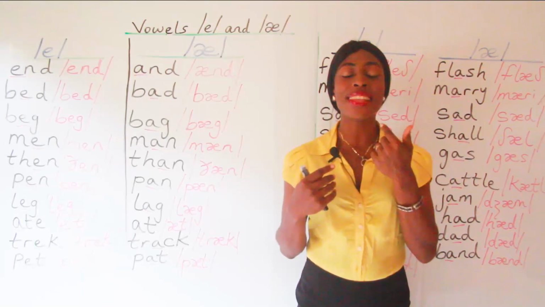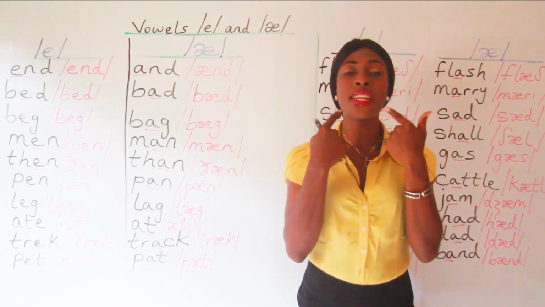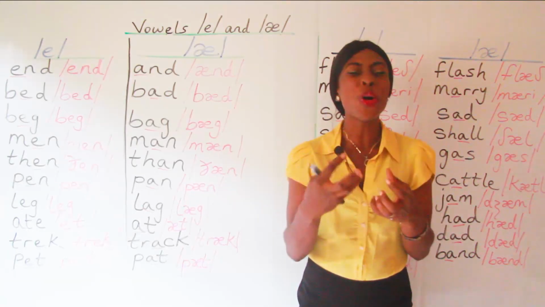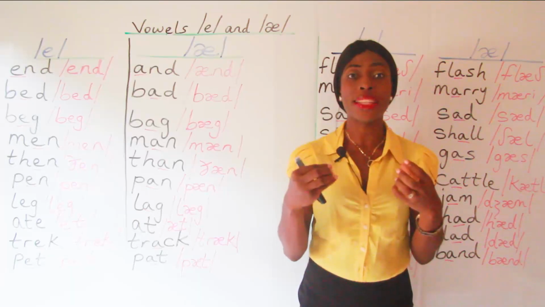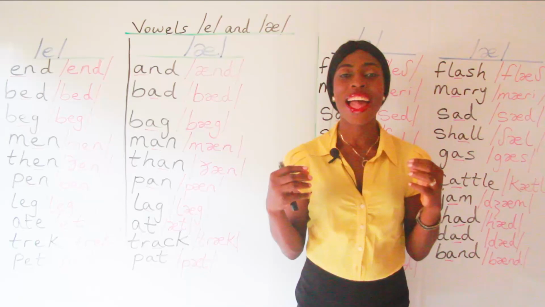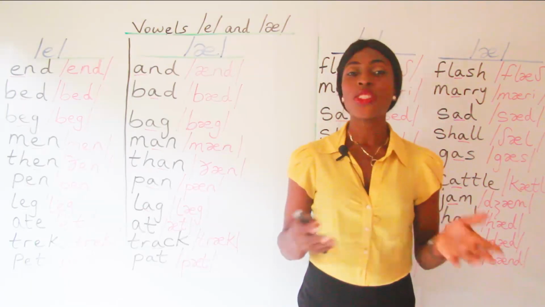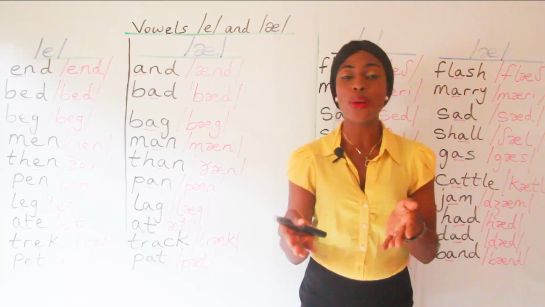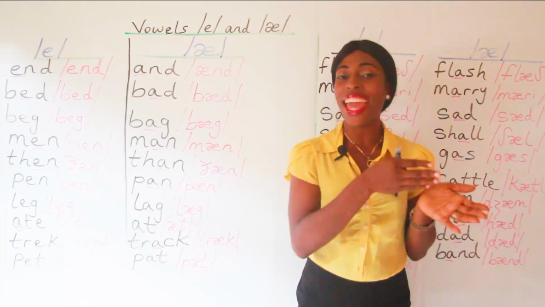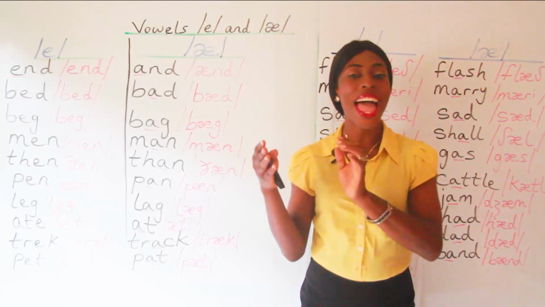Now the second sound is /æ/. When you're producing the sound, the front part of your tongue is raised with your lips spread, but not very spread. Not as spread as for /e/. Just a little bit. And it is the main sound for the letter A. So today we are looking at the main sound for the letter E, as in /e/, and the main sound for the letter A, as in /æ/.